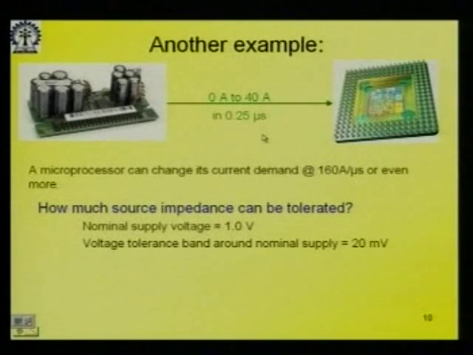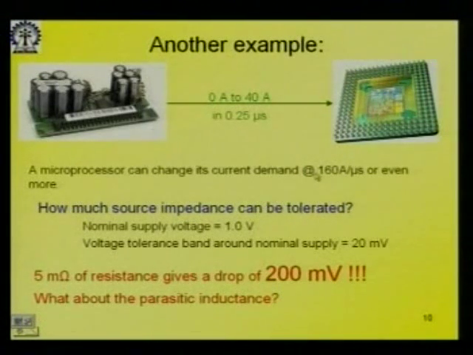So, this is an issue, and secondly, the source impedance will decide the voltage drop. That is also a very demanding value. Even if your source has a low resistance of 5 milliohm, at a 40 ampere current you will have 200 millivolt drop. Now, nominally you are expecting 1.2 volt, and if you have 200 millivolt drop, then the voltage will go down to 1 volt. That is a very large drop.